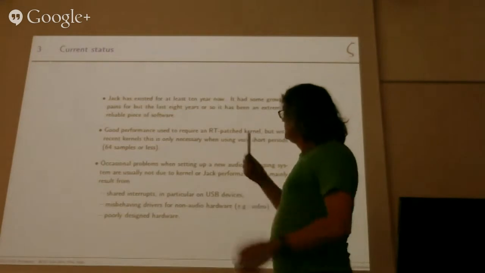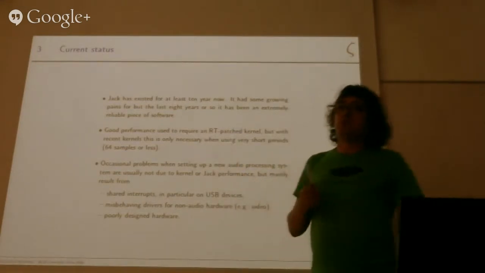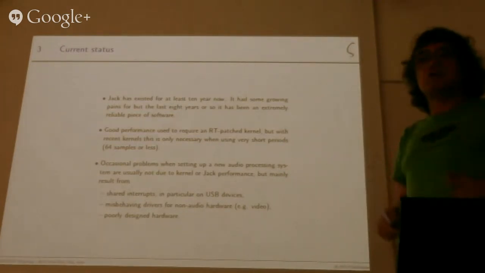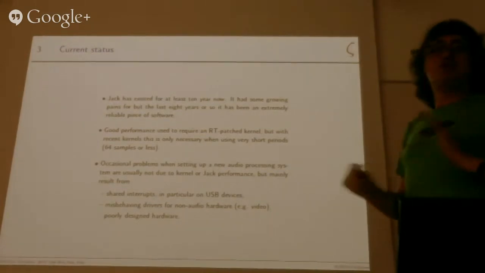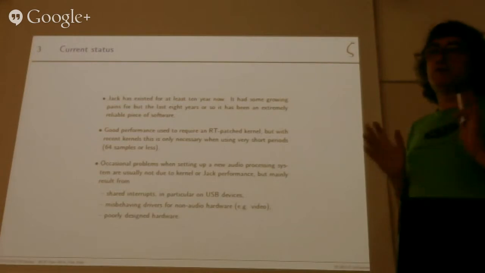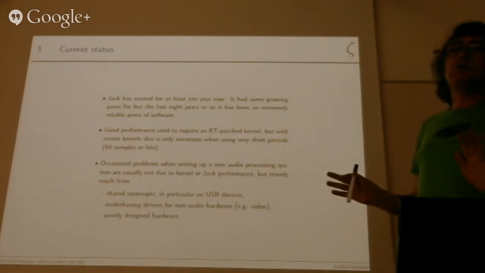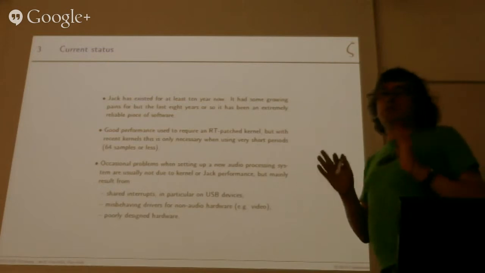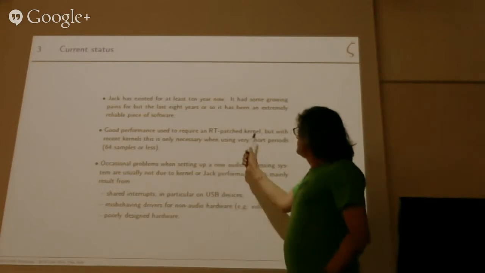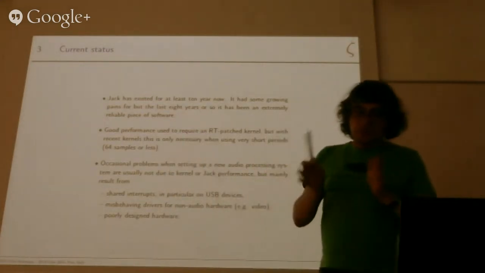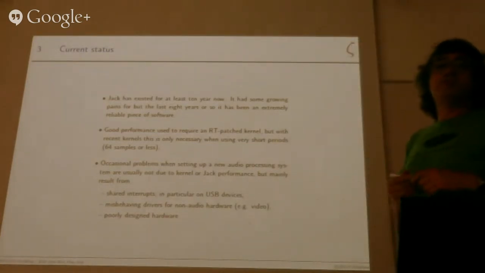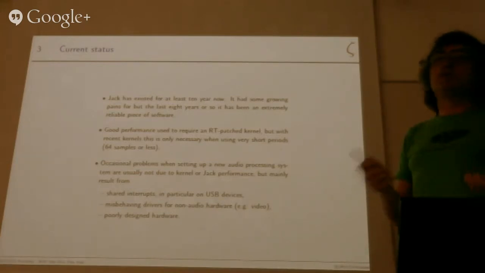Until recently, you needed a real-time patched kernel to get good performance. With recent kernels, if your period size, your block size is not too small, you can just use the standard kernel, it works perfectly. All the machines I use in Parma for music production, I have the standard kernel, not patched, I have no problems at all. That's with a period size of 256 samples, which is 5 milliseconds. So you need the patching only if you use very low block sizes, high cycle frequency, which is done by people who produce live music, for example, to minimize the delay.